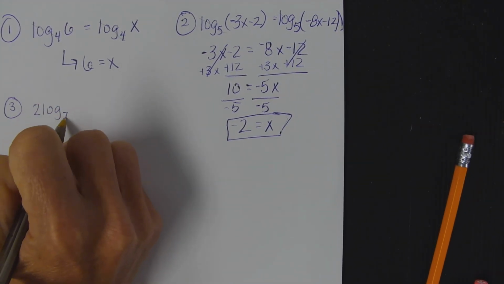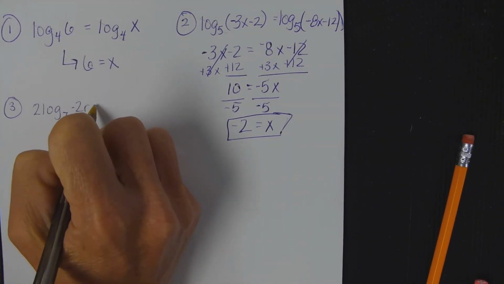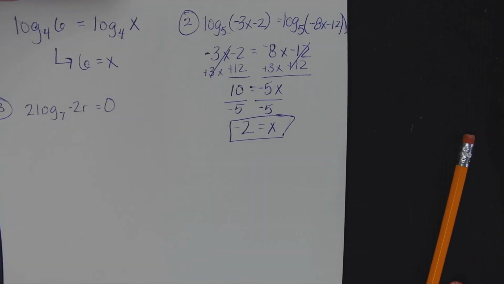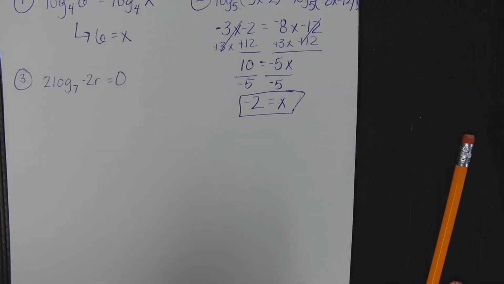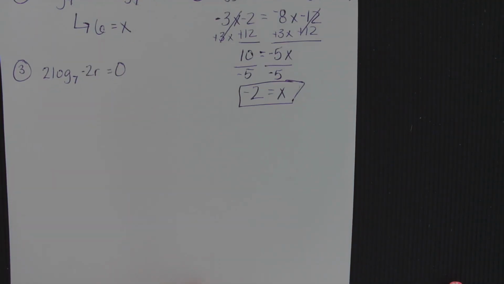2 log base 7 of negative 2r. This one just looks crazy, but it's actually equal to 0. So what's our variable here? R. All right, the variable is r, okay?